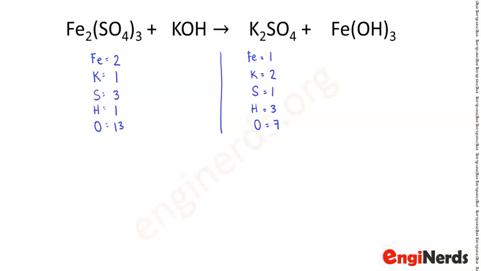Okay, so unahin natin i-balance yung metals. So, unahin natin tong iron. So, sa product, meron lang tayong isa. So, we need to add coefficient of 2. So, now we have iron equal to 2.